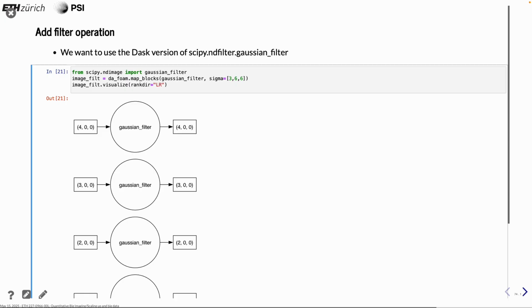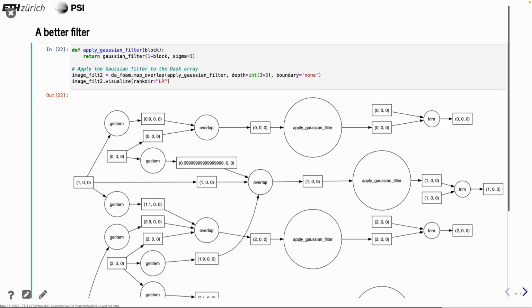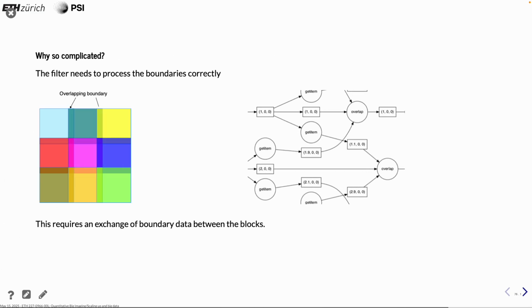This could be good, but actually what we need is a better filter, because when you do filtering, you have boundary processing, and every boundary gives you some uncertainty in the processing. So what we need to do is exchange information between the chunks, and that's when it becomes complicated. So map_overlap is the new function, and we want to apply the Gaussian filter. The complication is that now we actually listen to our neighbors to get the information, to get a better filtering in the overlap regions. That is why we have this getitem part here, and afterwards we also have the overlap part.